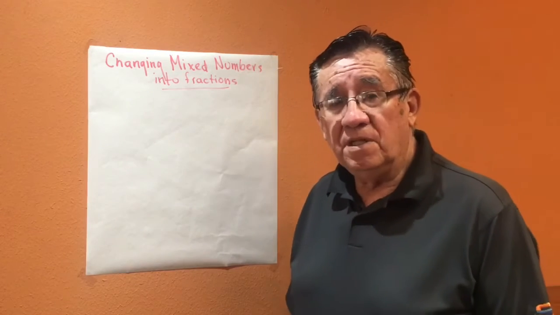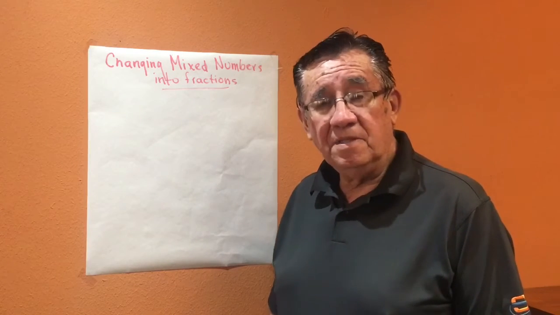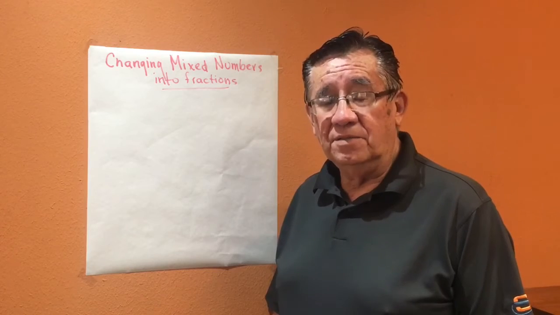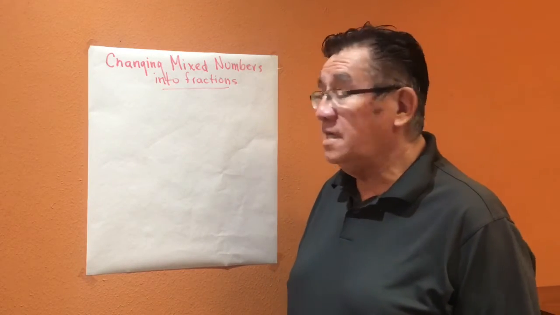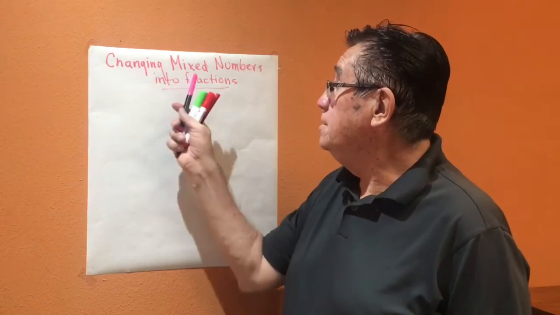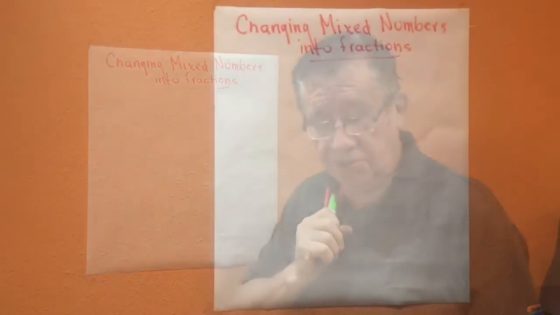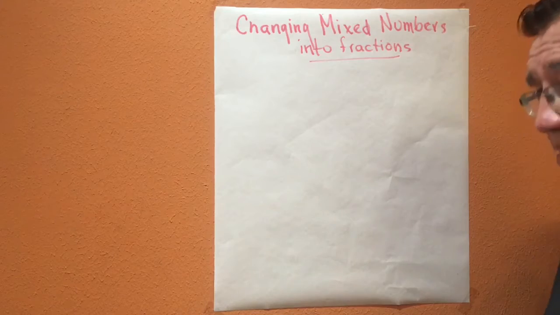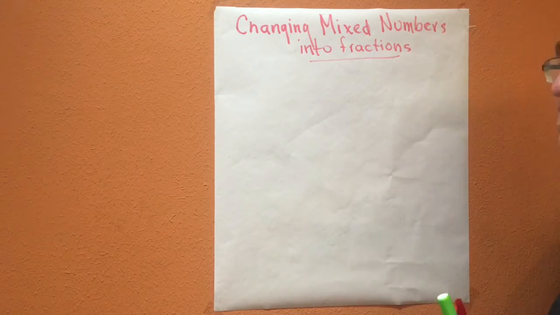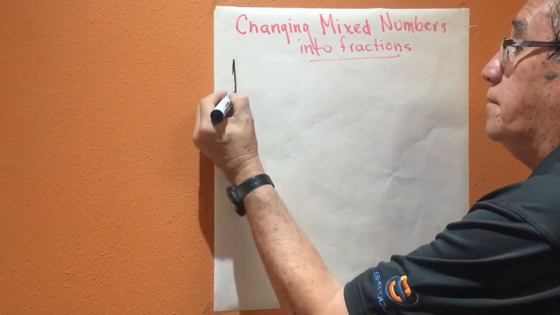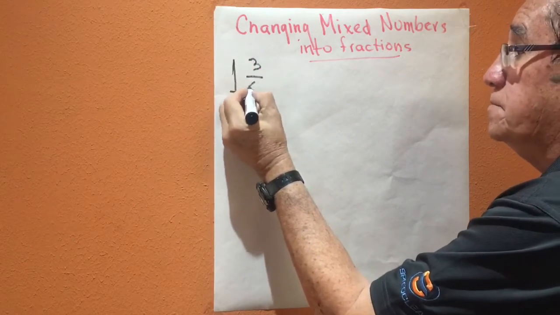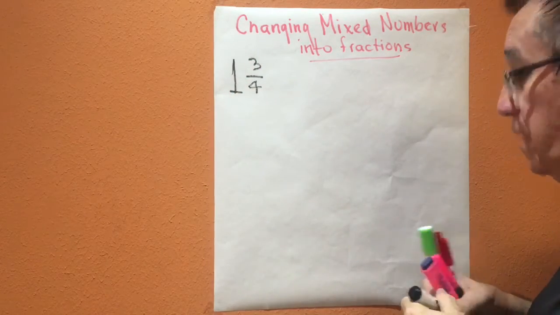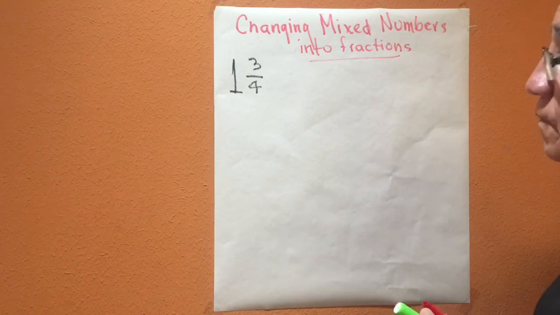Kids, I hope you're having a good time and enjoying your free time, but this is not going to be free time. Today's topic is about changing mixed numbers into improper fractions. Okay, guys. Well, let's imagine that we have a mixed number. Let's use this mixed number. It's 1 and 3/4.